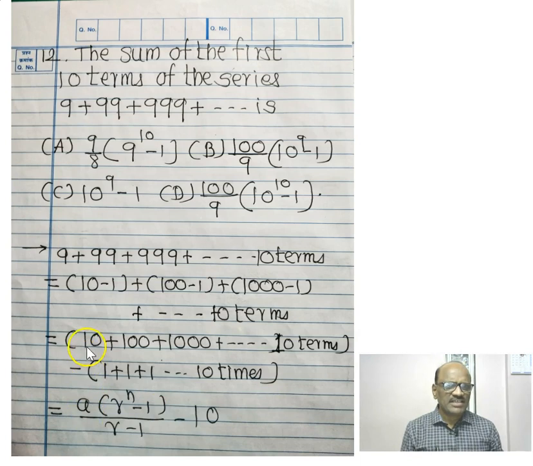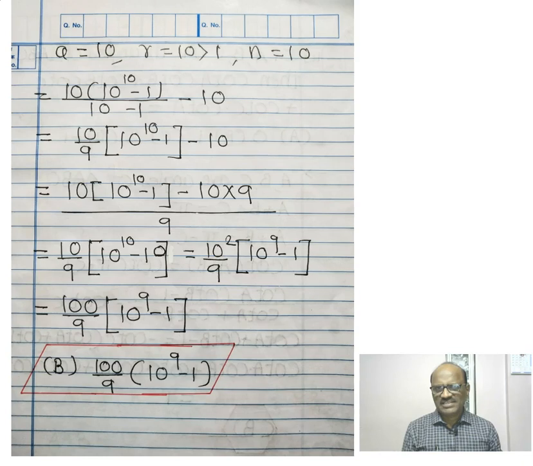Now what is A? A is the first term. What is R? R is the common ratio, that is 100 divided by 10. What is N? The value of N is 10. Now simplify this, then you will get the answer. A is 10, R is equal to 10, which is greater than 1, N is equal to 10. Therefore, that is 10 in bracket 10 raised to 10 minus 1 upon 10 minus 1, minus 10.